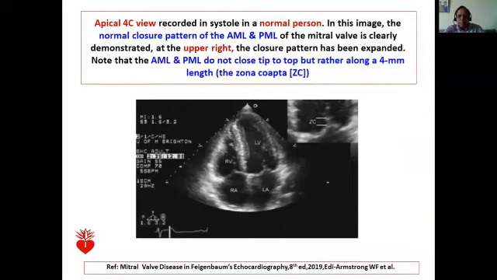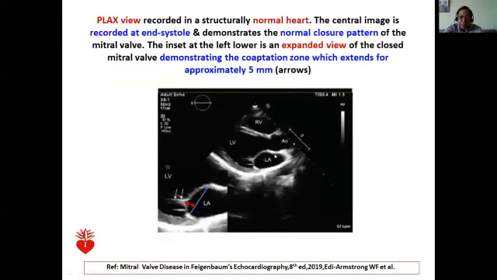This is a normal picture, apical four-chamber view. What is shown here is the zone of coaptation of the mitral valve. This is very important in the apical four-chamber view. And this is the same picture in parasternal long-axis view, showing the zone of coaptation of the normal mitral valve. This part is known as the coaptation height, and this part from the annulus, the red arrow, indicates the coaptation depth. For the pathogenesis and mechanism of mitral regurgitation, these two things become disrupted and lead to mitral regurgitation.